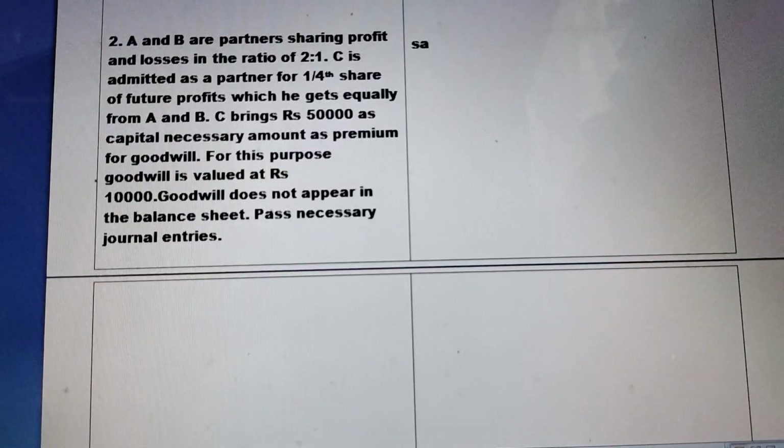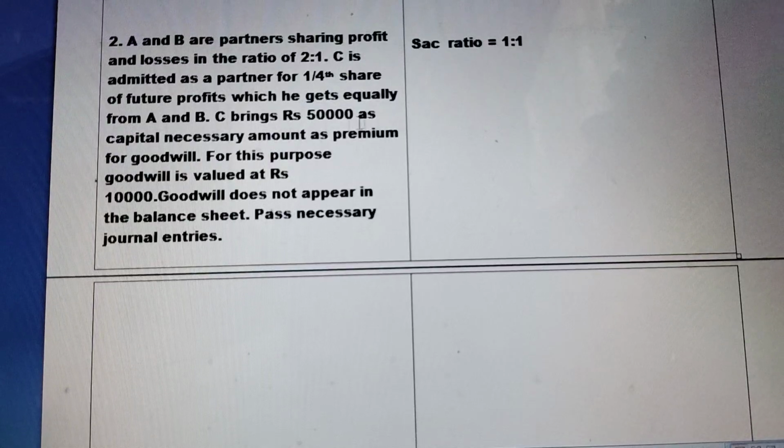So sacrificing ratio is already given. Okay, sacrificing ratio is 1 is to 1. First we need to calculate sacrificing ratio. Whenever we are dealing with premium for goodwill, we need to calculate sacrificing ratio. So A and B are sharing equally, so sacrificing ratio is 1 is to 1.